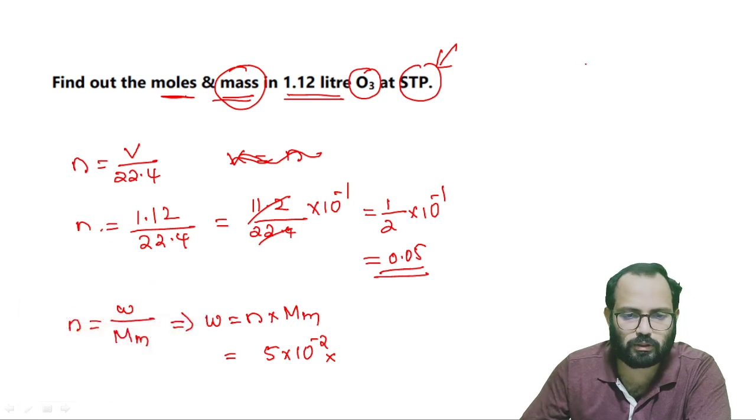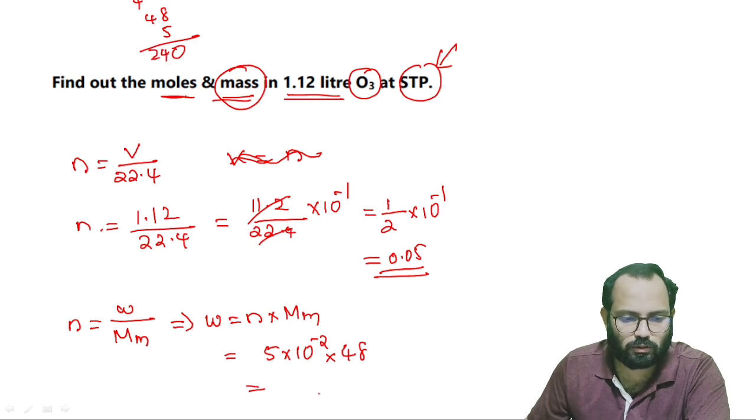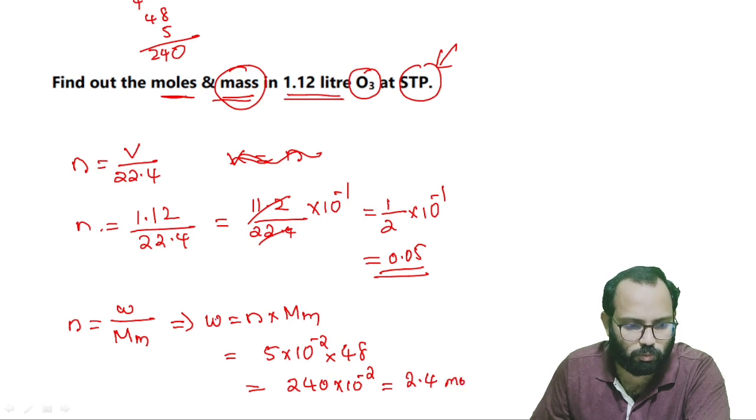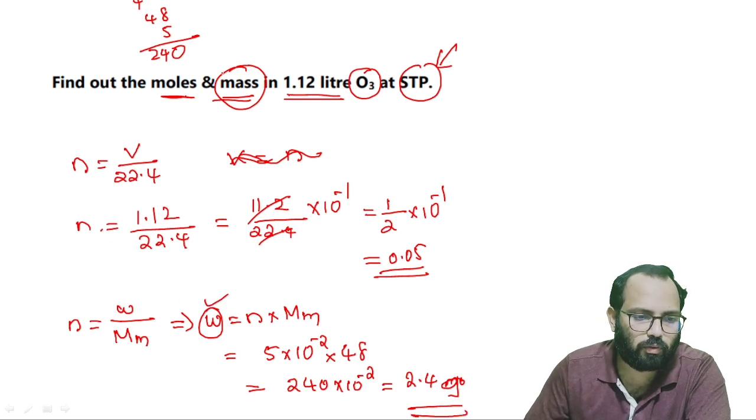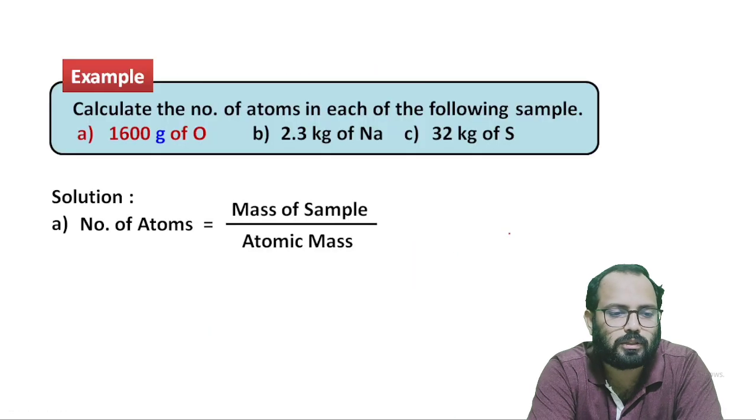How did you get it as 48? Oxygen is 16, 3 oxygens are there, it's 48. So 48 into 5 is 240. So 240 into 10 power minus 2, the answer is going to be 2.4 grams. So we found out the mass, that is nothing but the weight, 2.4 gram. We found out the moles, that is 0.05 moles. Right, this is how you have to find out the answer for this type of questions.